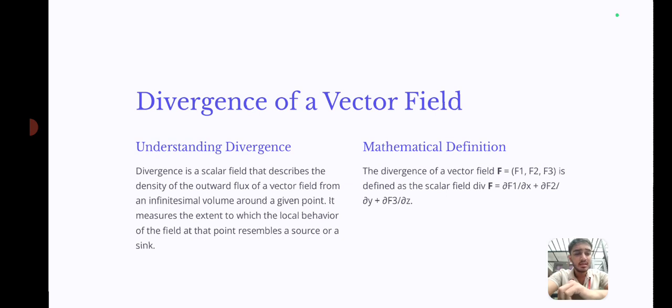sink. Mathematical definition: the divergence of the vector field F = (F1, F2, F3) is defined as the scalar field div F = ∂F1/∂x + ∂F2/∂y + ∂F3/∂z.